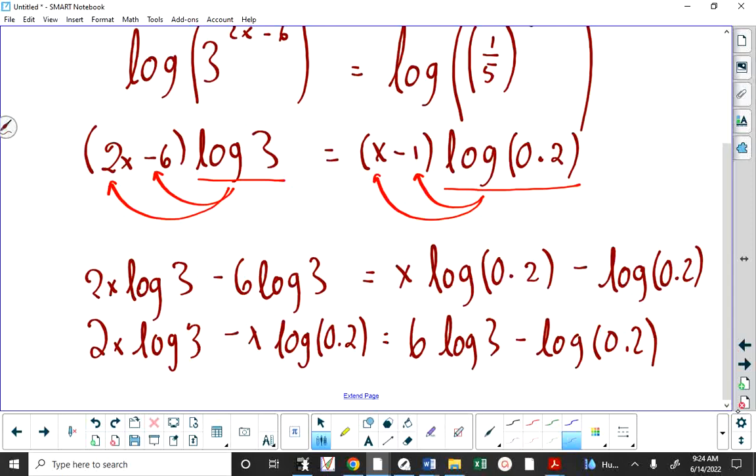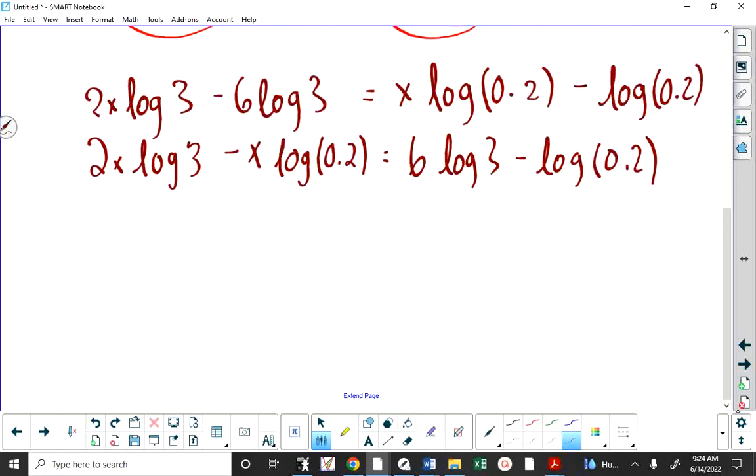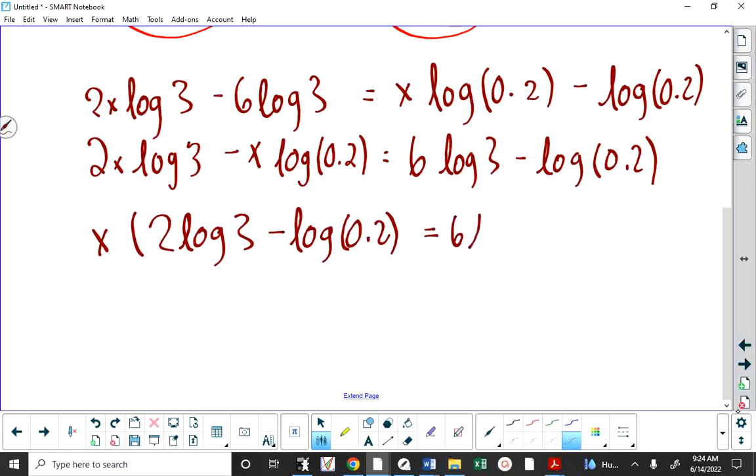Still with me? Okay. Finally, well, not quite finally, but we're so close to being done. You factor the x out of the left side, and you get 2 log 3 minus log 0.2 equals 6 log 3 minus log 0.2. So we can divide both sides by that 2 log 3 minus log 0.2.